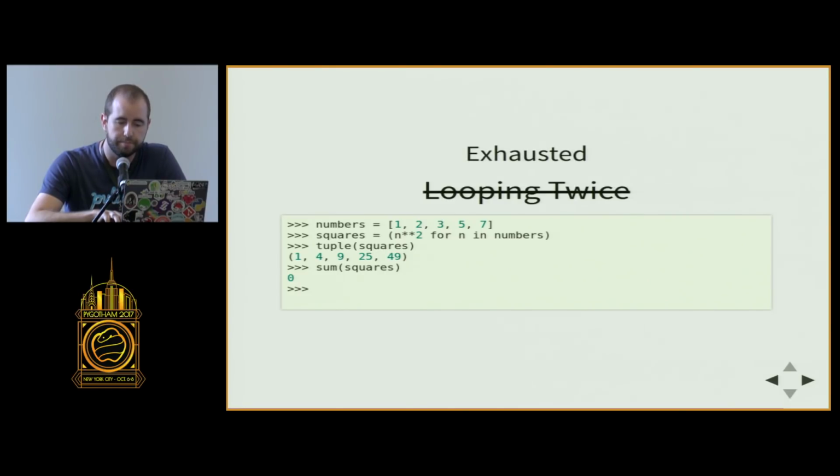Generators are iterators. And iterators are like Hello Kitty Pez dispensers that cannot be reloaded. Once we run out of Pez, the dispenser is forever empty. So this tuple is empty forever at this point.